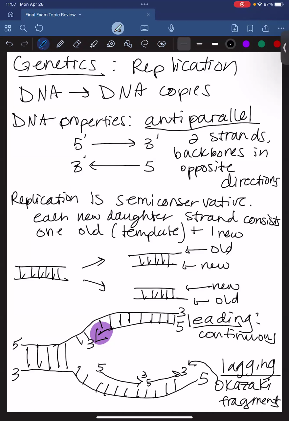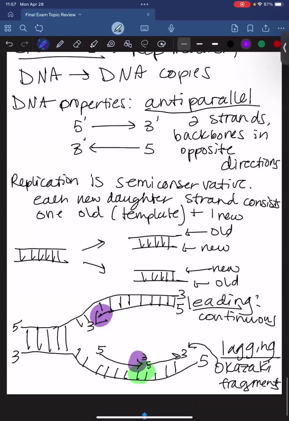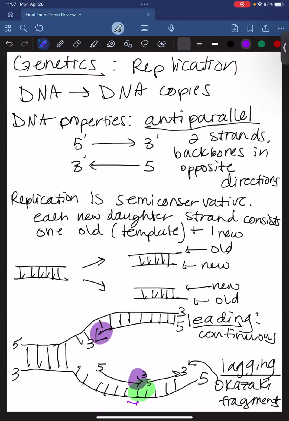But as we're opening up this strand in that lagging strand, we're making these fragments. You can see that this is not what I wanted. This is what I want. This would be where it would be on this one. And each of these is an Okazaki fragment. Then there would be another enzyme that would come in and connect these two. And this one is what I'm thinking you're thinking of, which is DNA ligase.